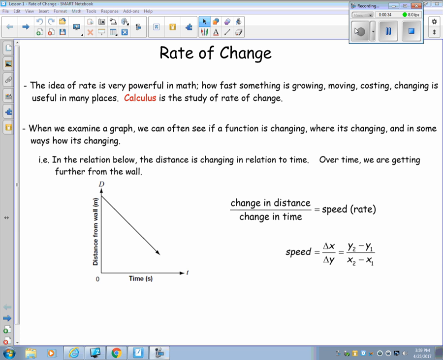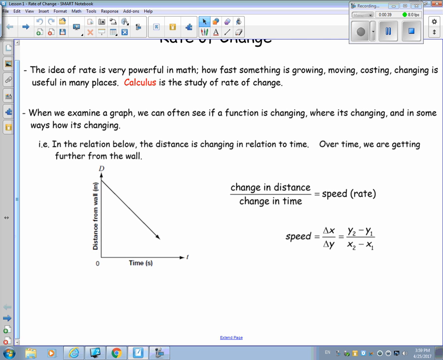So look at the first little example here. We have the distance from a wall versus time. At the beginning of time, we were right against the wall, but over time it's going down and down and down, which means it's getting further and further away. But the rate is constant. That line is straight. We can actually calculate the rate of what it's changing by figuring out the distance over time, or in other words, speed. And we can do that just using the idea of slope. Slope, or rate, is how that line is changing over time. And that's pretty straightforward to do with this nice straight line.